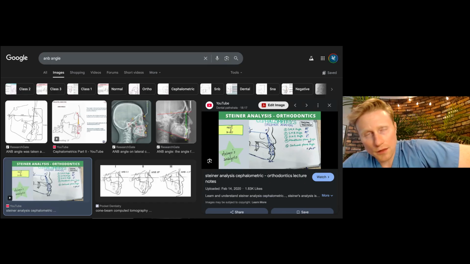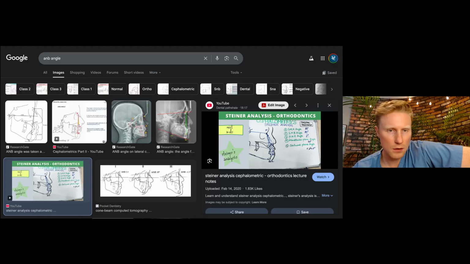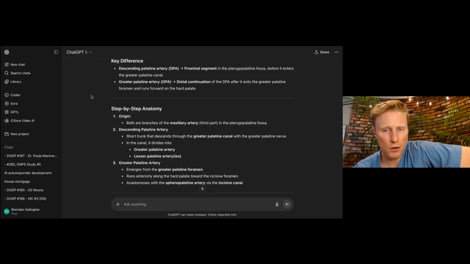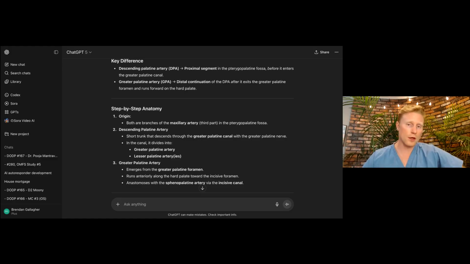Got it. And thank you for that. I totally should have thought of SNB. That's really stupid of me. Also, I just want to clarify, in the greater palatine versus descending palatine artery, it's actually the descending palatine artery that is more commonly hit during the Lefort 1 osteotomy, not the greater palatine artery. The descending palatine artery becomes the greater palatine artery. It's a distal continuation of the DPA. I just want to clarify that.